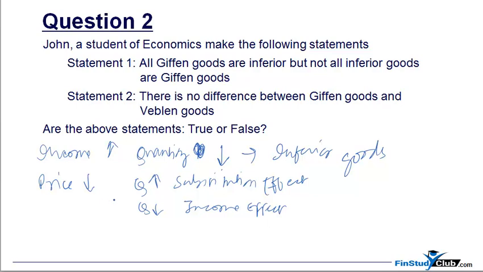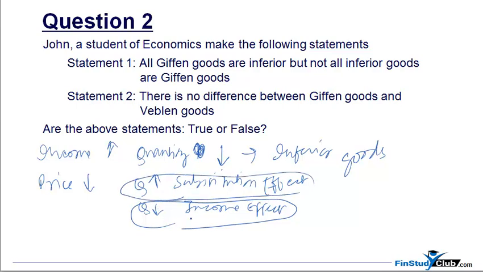But then you have Giffen goods where the income effect dominates the substitution effect. Okay, so I'm talking about inferior goods where your income effect dominates the substitution effect, as a result of which when price goes down, the quantity demanded goes down. When price goes up, the quantity demanded goes up as well. Now that's what inferior goods are. Sorry, I stand corrected. That's what Giffen goods are.